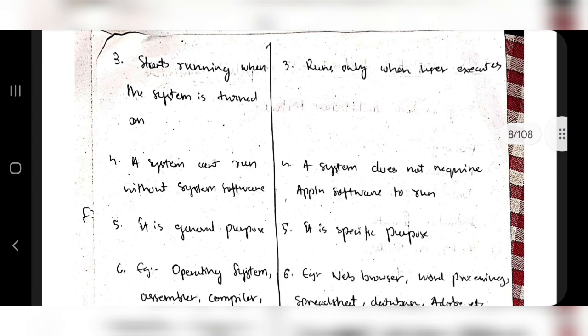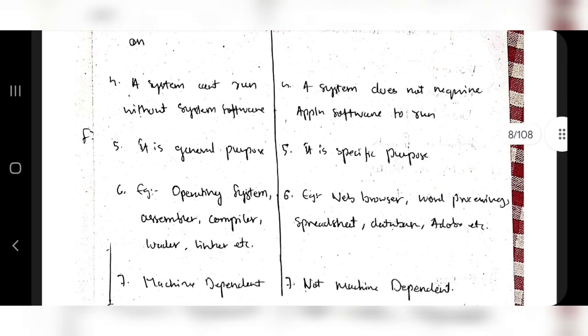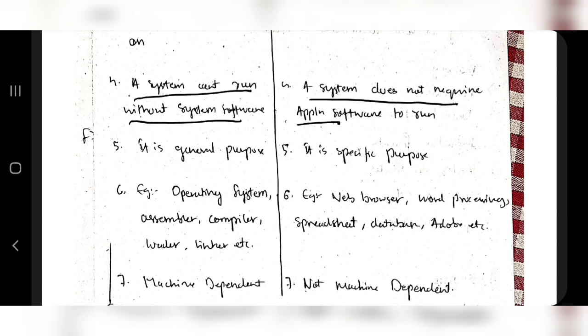That's the second difference. And the third difference is it starts running when the system is turned on, and this runs only when the user executes. Like if you have turned on the system but you have not executed any gaming application as of now, it won't run, right? It will stay there itself. But when you turn on the system, at that time only the operating system, bootstrap loader and all those things will come, right? So this is the third difference. The fourth difference is the system can't run without the system software, whereas a system does not require application software to run.